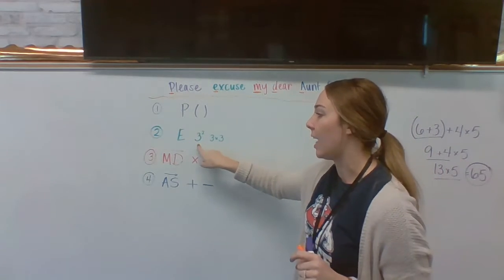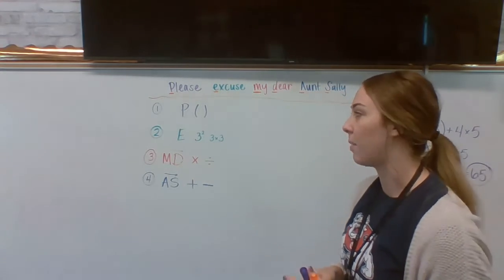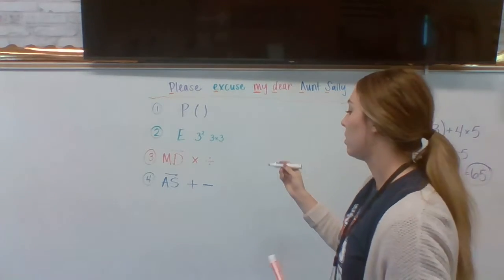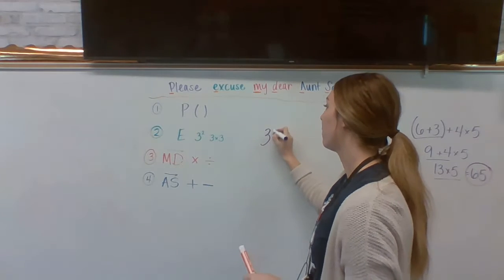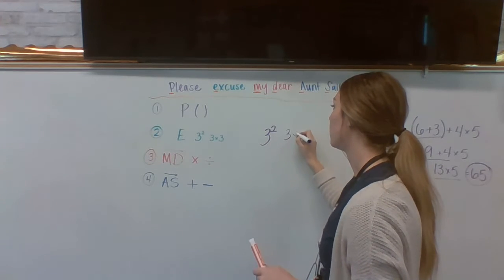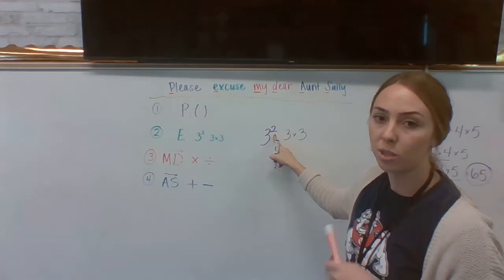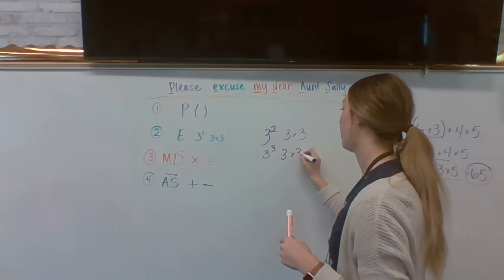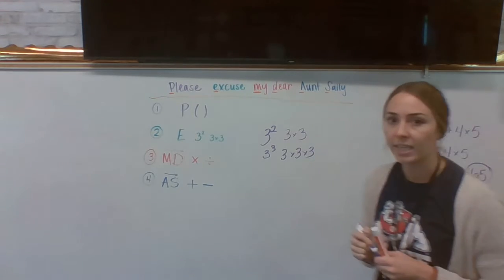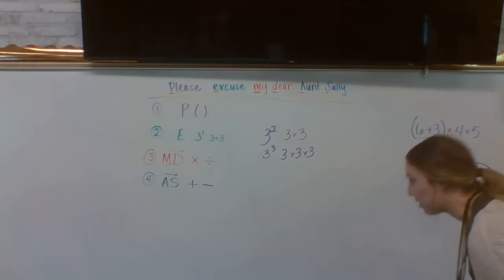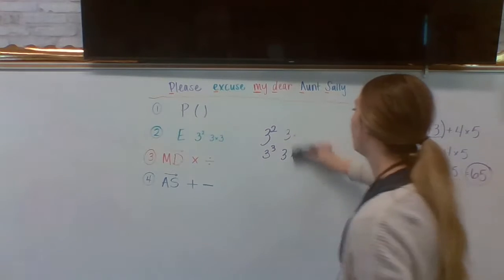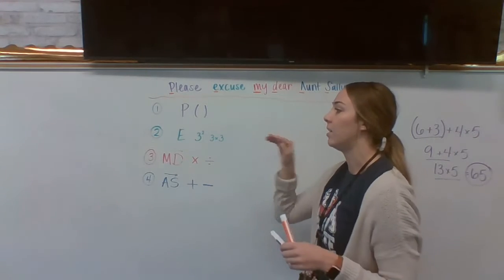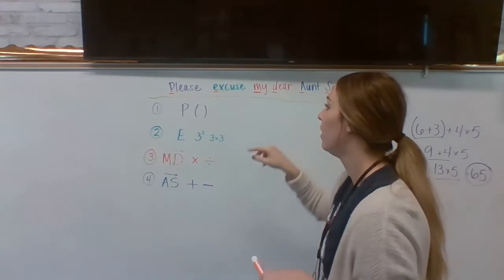Excuse stands for E, exponents. You are going to talk about this a little bit more in 5th grade. But essentially what exponents are is if you have 3 to the 2nd power, it means you're going to multiply 3 by itself 2 times. If you have 3 to the 3rd power, it means you're going to multiply 3 by itself 3 times. So it's basically a short way to write multiply by itself. But like I said, that's going to be more of a 5th grade topic. That's operation number 2.